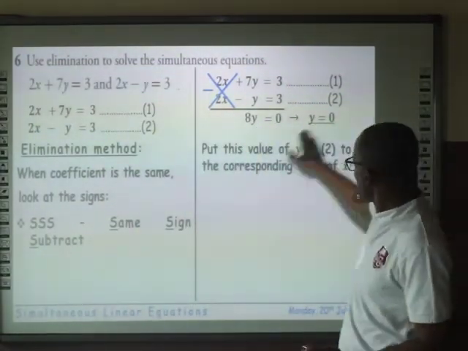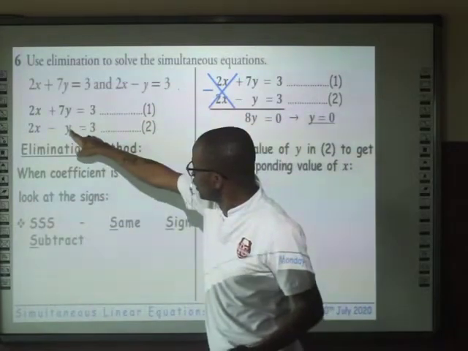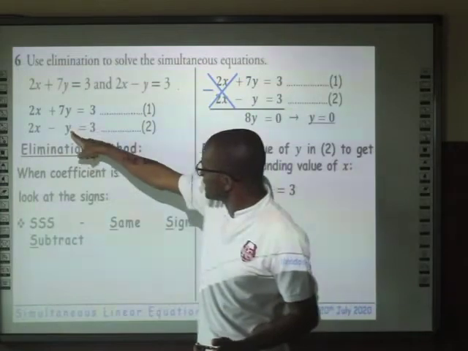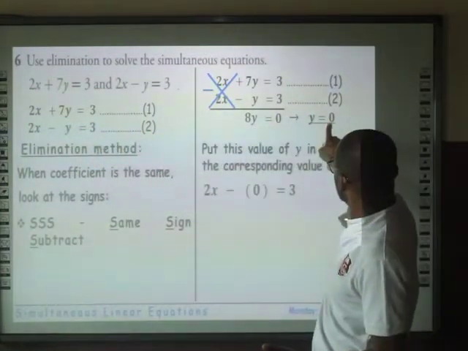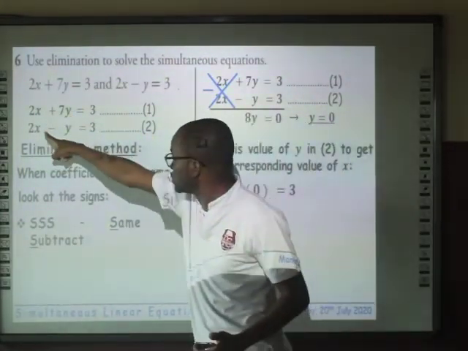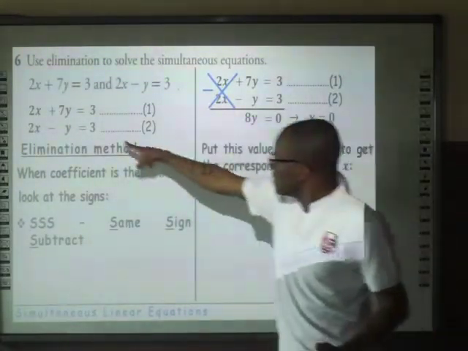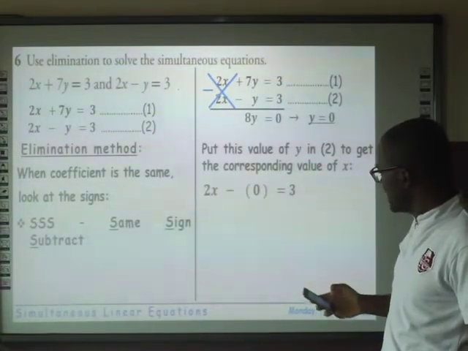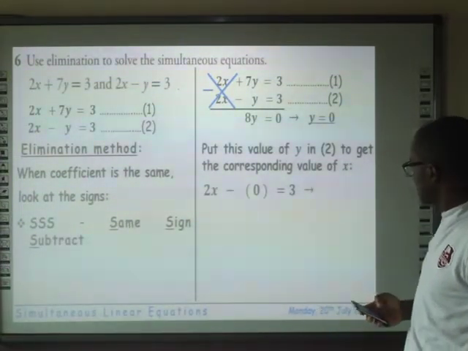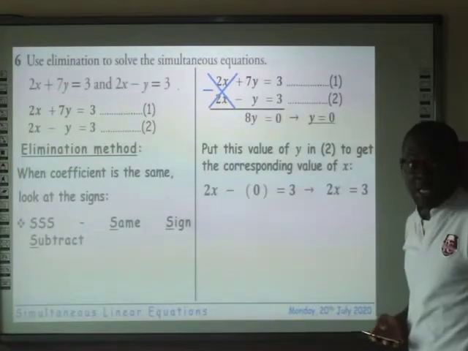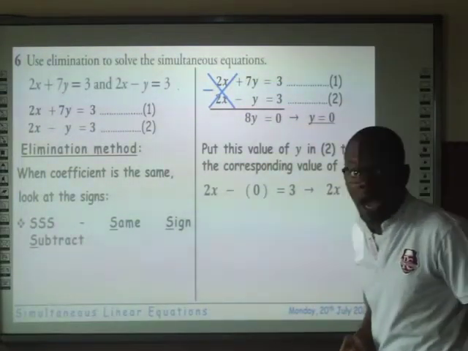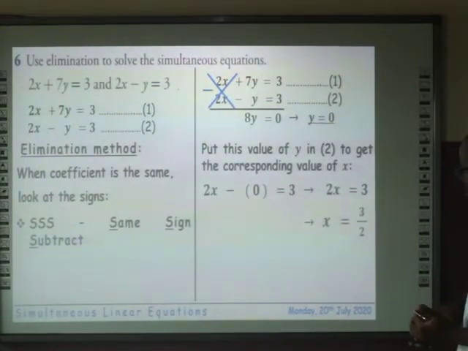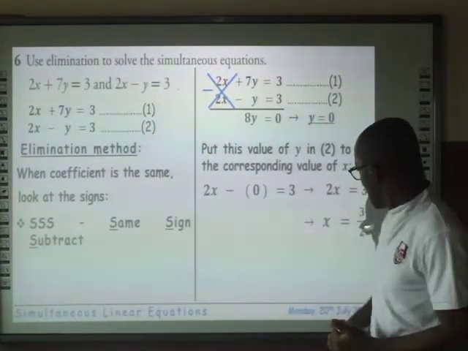Okay? So when you put this value of y in equation 2 with a small coefficient, let's see what we have. So now we will replace the y with its value, which is 0, which is basically nothing now. So you have 2x minus 0 is equal to 3 in equation 2. And so 2x minus 0 is equal to 3. That's simply 2x is equal to 3. If 2x is equal to 3, to get x, what do you do? You divide both sides by 2. Right. When you divide both sides by 2, x is simply 3 over 2. Or if you like, x is 1.5.